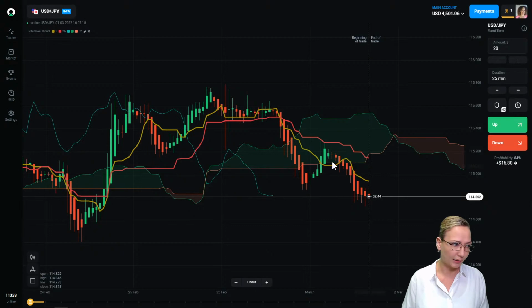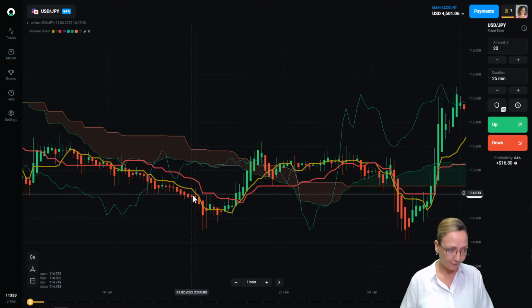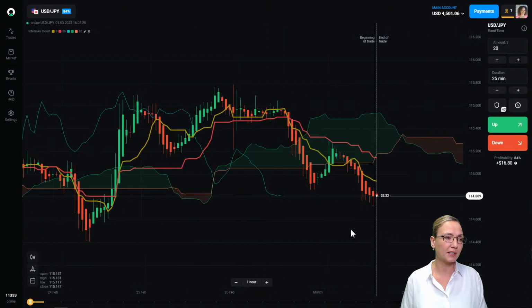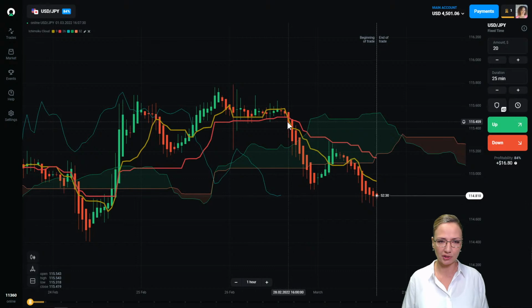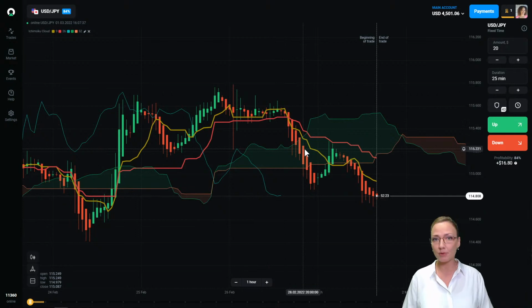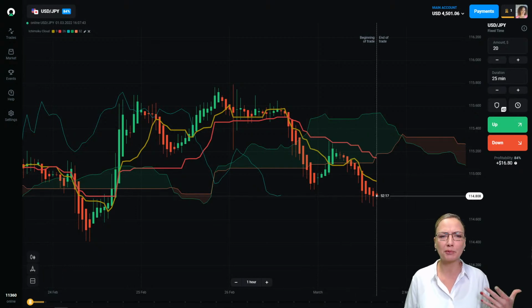If the yellow line crosses the red line from the bottom up, this is a signal to enter an uptrade. This cross is also called the golden cross. And my friends, the same situation, but vice versa. If the yellow line crosses the red line from top to bottom, this is a signal to enter a downtrade. And this cross is called the death cross. Alrighty, so this seems pretty easy, right?